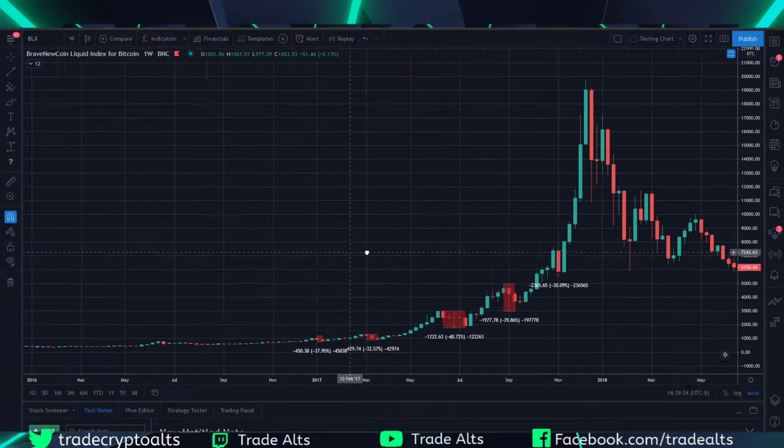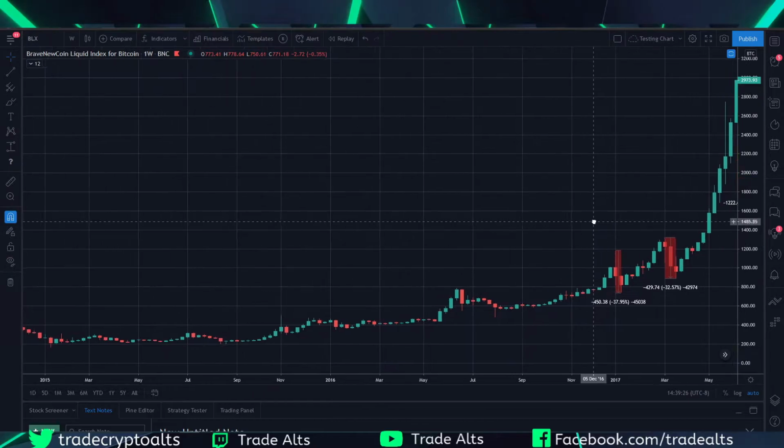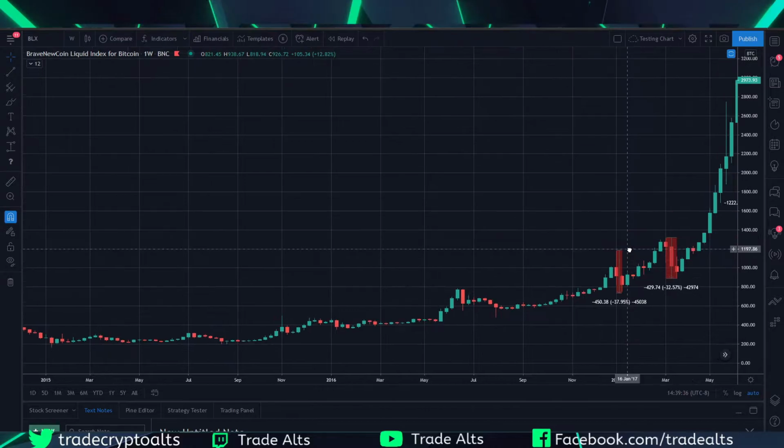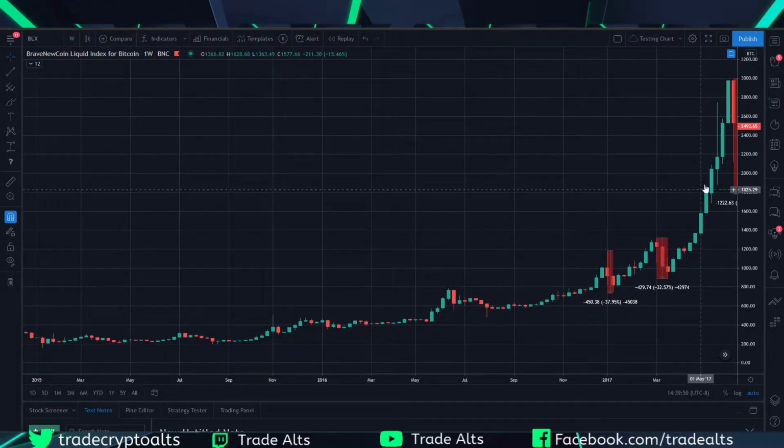Back here in 2017, so you can see here. In January 2017, we had a 38% pullback, and this is the beginning of the run here, right? So we had a 38% pullback. In March 2017, we had a 32.5% pullback here. So it literally went from $1,324 down to about $888, something like that. And then you look at this parabolic type move that you get out of that.